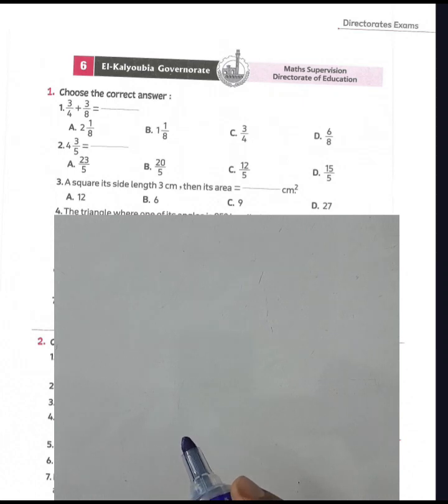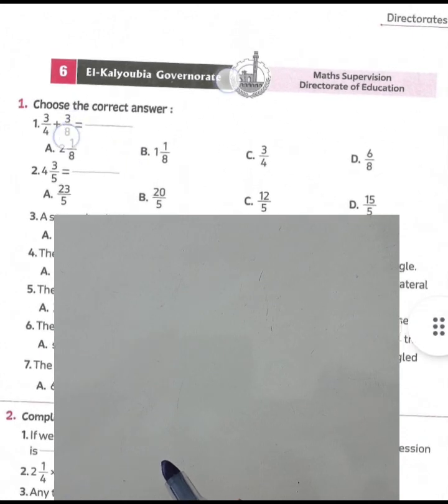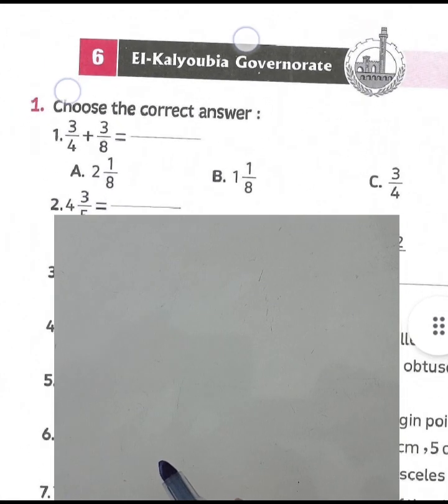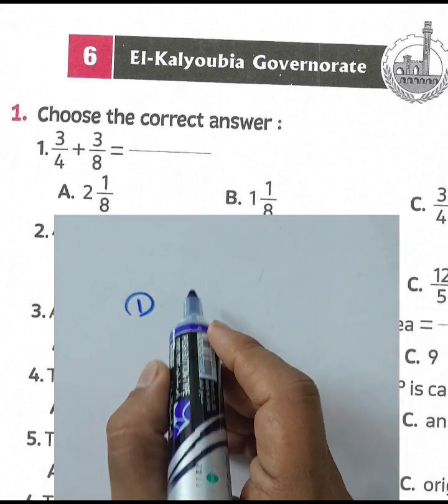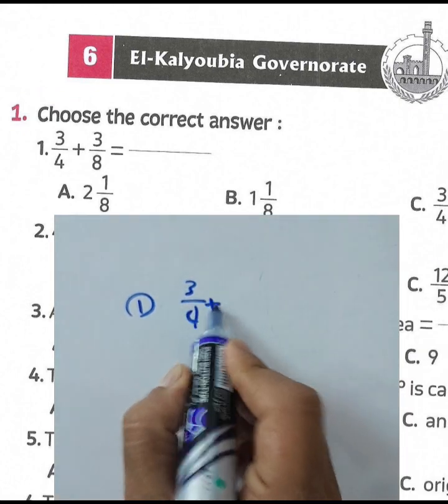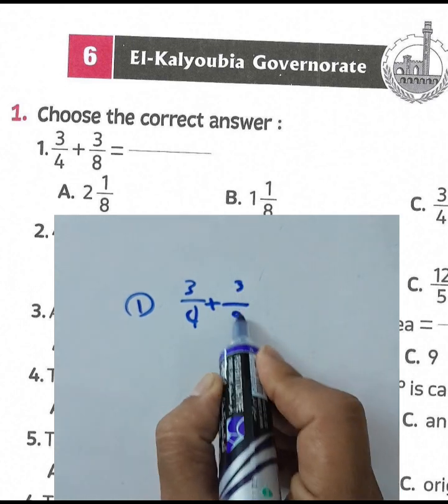For you, grade 5. Today we'll solve model number 6 from the Al-Moasser book this year 2024. Okay, look with me at question number 1. Choose the correct answer. Number 1: 3 over 4 plus 3 over 8 equals what?